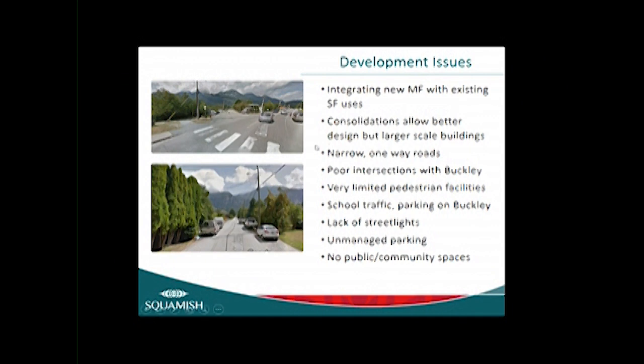So the narrow one-way roads, this is pretty typical of the road system. There's no sidewalks, lots of on-street parking, so there's really no pedestrian safety. There's very limited street lights. I'd say lack of, but of course there's one right there in the picture. But there's not much in the way of street lights. And there's no community gathering spaces of any kind in the neighborhood. Across the street with the schools, there's quite a lot of opportunity. But for younger kids crossing Buckley, even though there are marked sidewalks, there's a lot of traffic and it's very challenging for younger children to get across the street there.